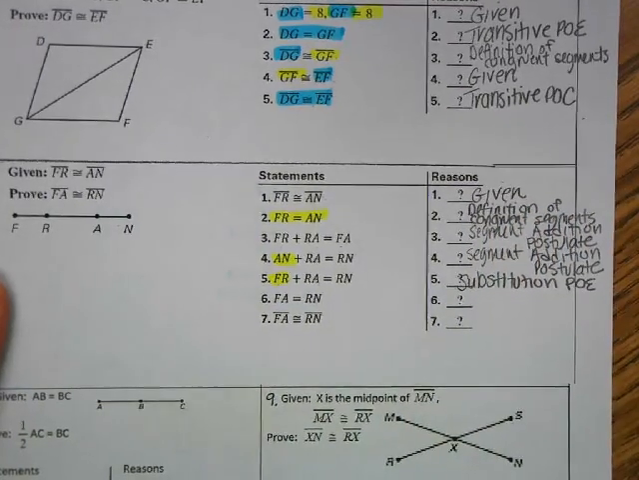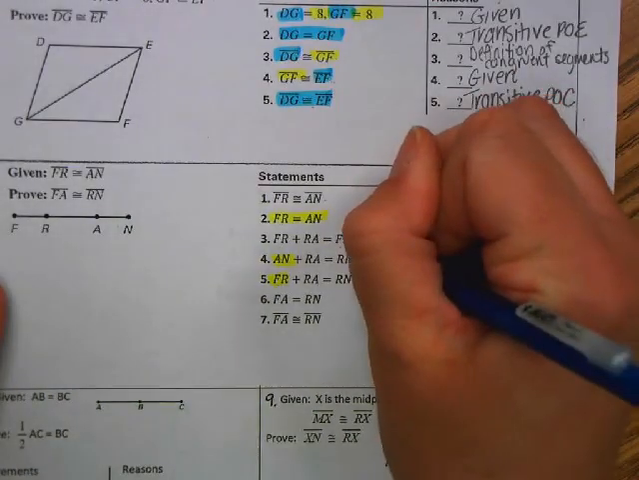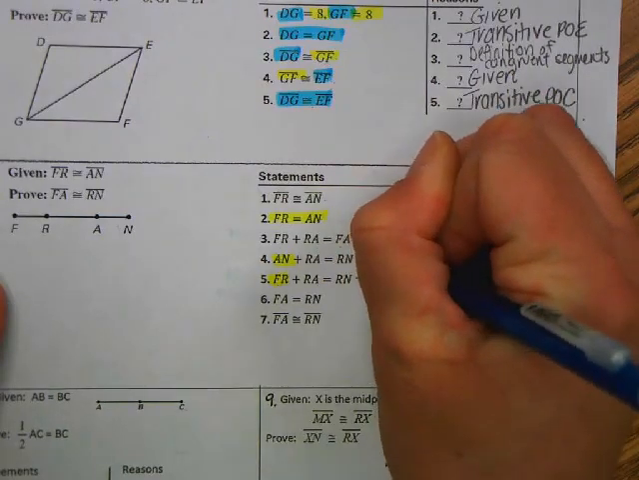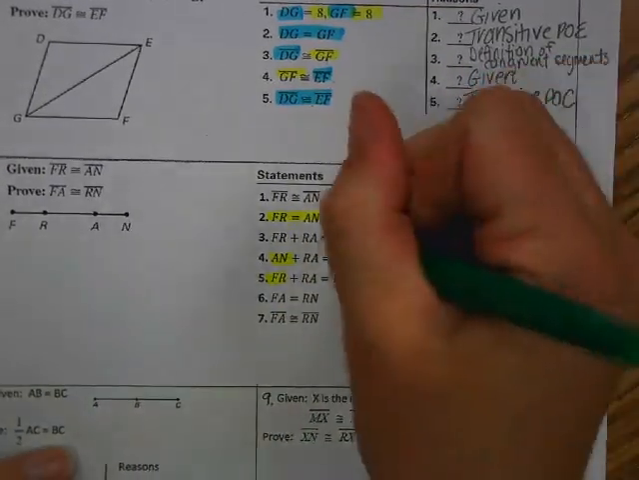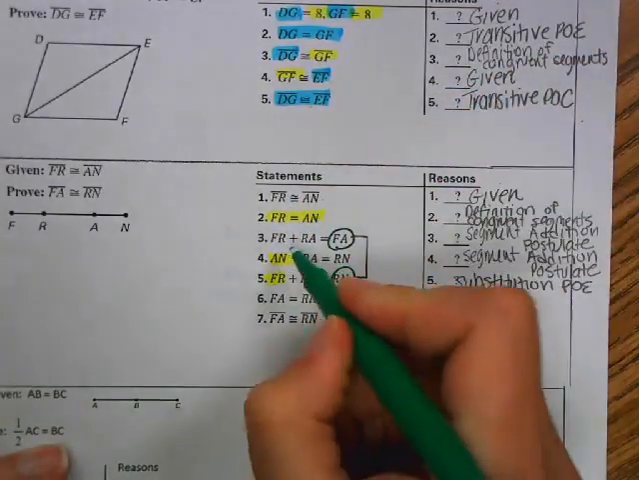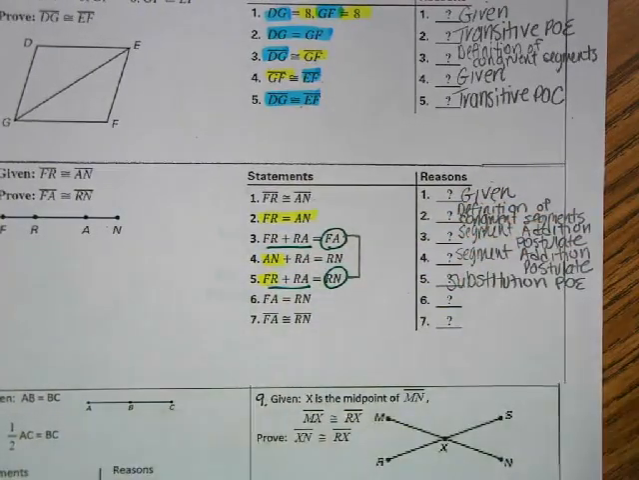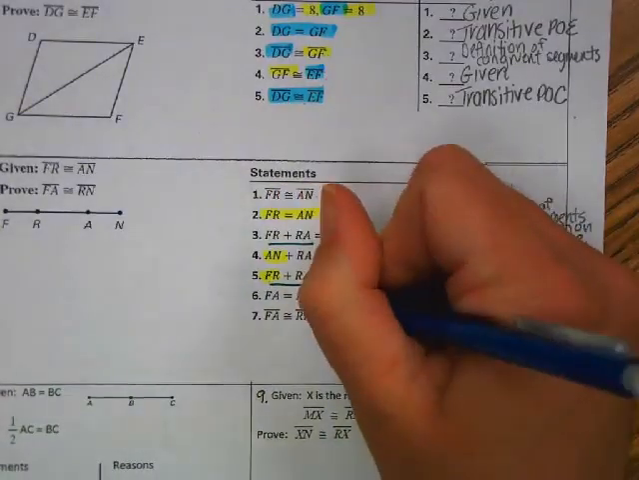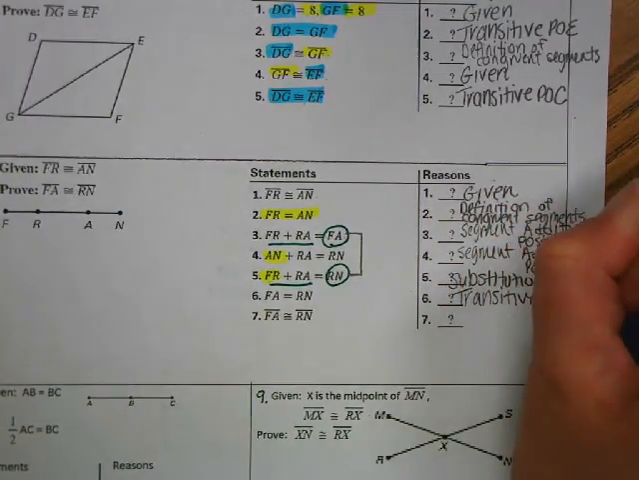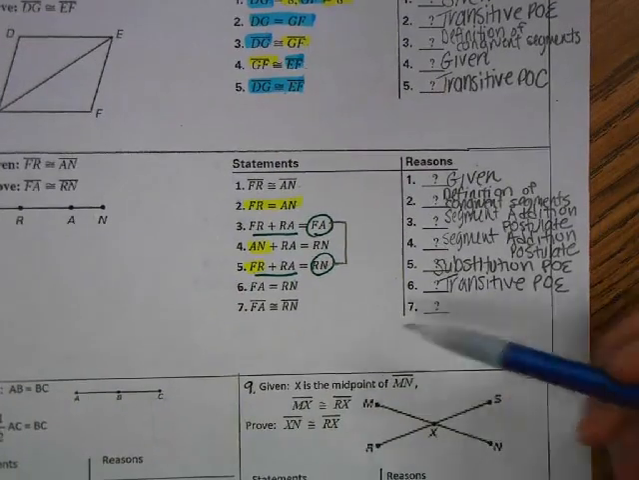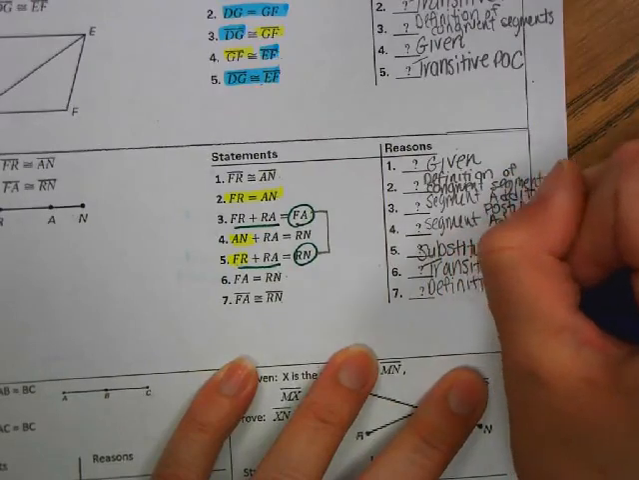Property of equality. And then we took steps 3 and 5 because both FA and RN equal the same thing. They both equal FR plus RA. So if FA and RN both equal the same thing, they must equal each other. So there's that transitive property again. And then it went from being equal to congruent. So that's another definition of congruent segments.